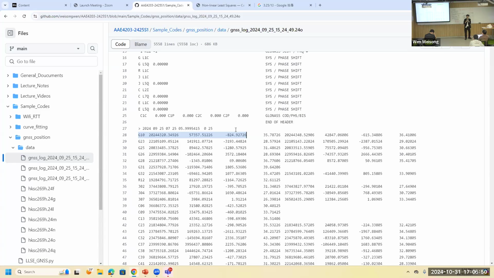Okay, just now I mentioned two things. In this course, you learn two things. The first is the models. For example, the model for GPS pseudorange, the model for the Wi-Fi RTT. Okay, this is the model. And for the mathematics, it's iterative least squares.